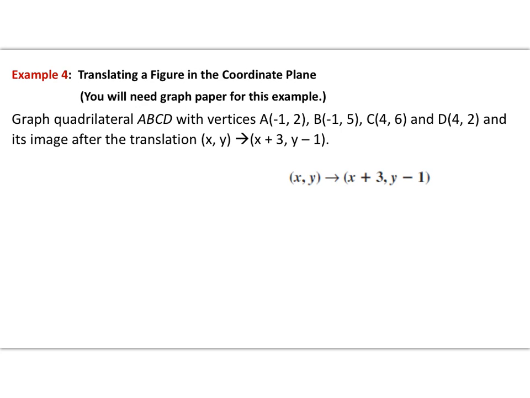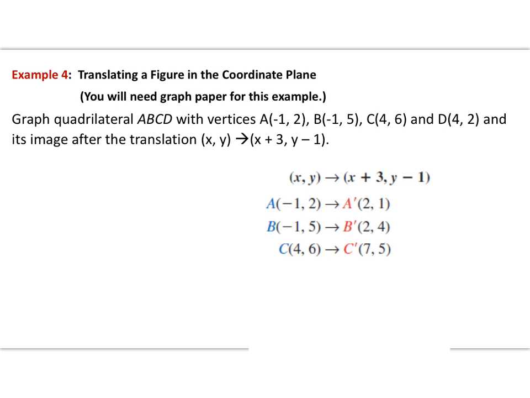So if the rule is that we're going to add 3 to every x value and subtract 1 from every y value, A is going to map onto 2, 1. So A prime will be located at 2, 1. B, add 3 to -1, you get 2. Subtract 1 from 5 and you get 4. So B prime, the image, is at 2, 4. C prime then will be at 7, 5. Adding 3 to 4 gets you 7. Subtracting 1 from 6 gets you 5. For D, adding 3 to 4 gets you 7. Subtracting 1 from 2 gets you 1.